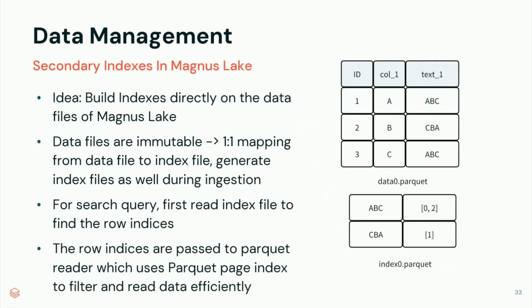Our solution is based on the fact that every data file in the Iceberg table will become immutable once they are committed. So we can create index files alongside them with a 1-1 mapping. During a search query, for every file scan task, we can read the index file first to get the row indices, then use the row indices to read the data file. And for top K queries, such as the vector search, we have to do a global sort merge operation to get the final result.